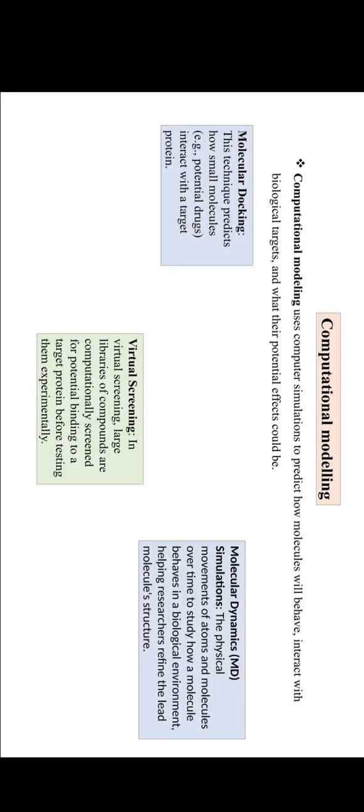High throughput screening. High throughput screening is a technique used to test thousands of compounds rapidly. It helps identify potential lead molecules that can be developed into drugs. The next slide. Computational modeling. Computational modeling uses computer-based techniques to predict how drug molecules interact with biological targets. It reduces time and cost in drug discovery.